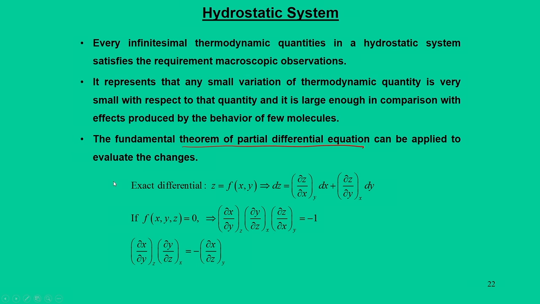Now, in another situation, if we consider a function f(x, y, z) equal to 0, there are two relations that come out among x, y and z. The first one is: (∂x/∂y) with respect to z, (∂y/∂z) with respect to x, and (∂z/∂x) with respect to y, and when you multiply them it is minus 1. From this relation we can have another relation as well.